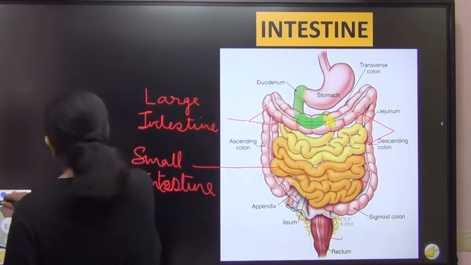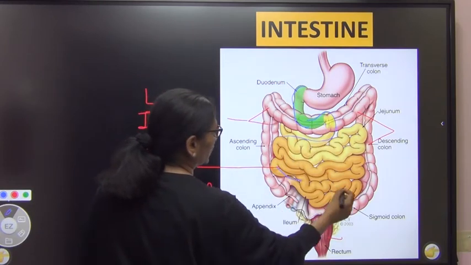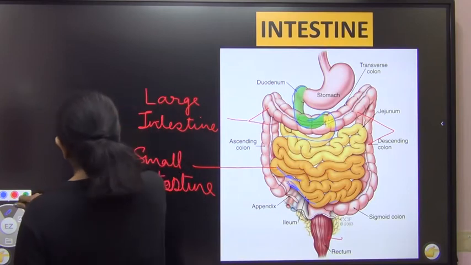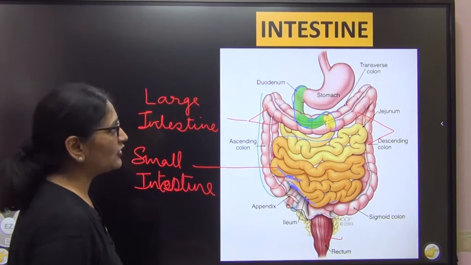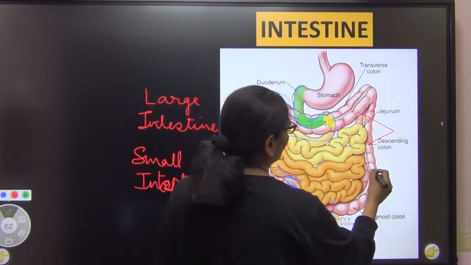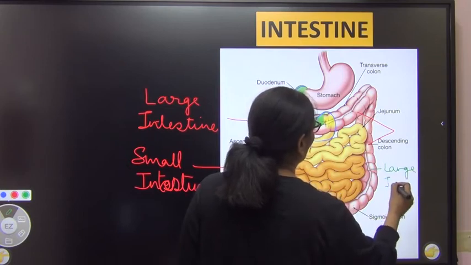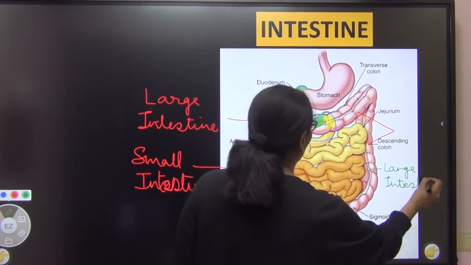This part, beta, as I told you, from this green to the entire yellow part, this is your small intestine. This will continue to here, and then from here the part in pink is your large intestine. Now you can ask me a question. Let me draw this. This is your large intestine.